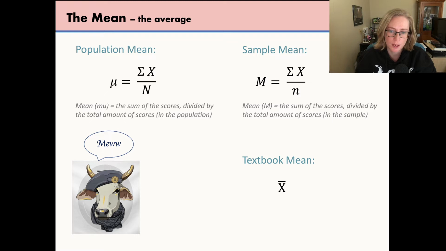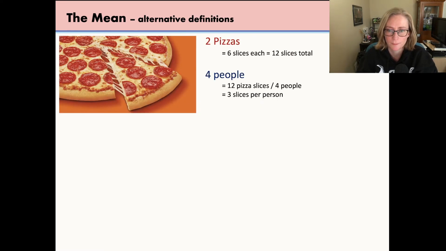Often in textbooks, we have this notation for the average or the mean. We're not really going to use this. It's not appropriate because when it comes to research articles, scientific articles, this isn't used. We use mu or M to denote the average.